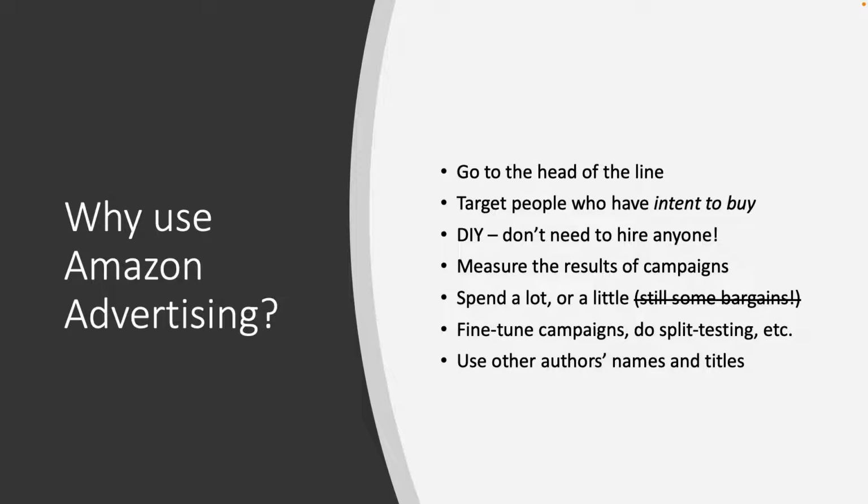And this is really important. Unlike other parts of Amazon, you can use other authors' names and titles. So, for instance, Stephen King, you're writing a horror novel, you can use Stephen King as a keyword in your advertising campaign. You cannot use Stephen King on your detail page. You cannot use Stephen King in your metadata for KDP or for any other Amazon program, except for Amazon advertising. They allow you to compete that way.